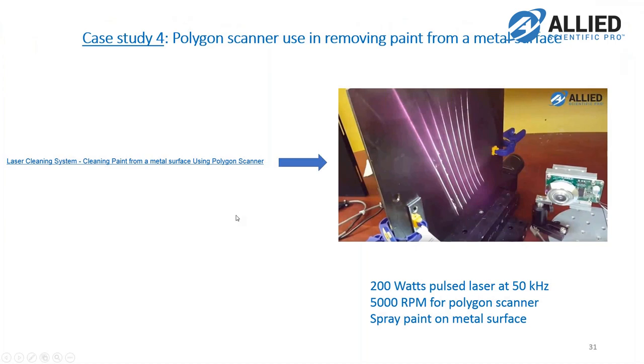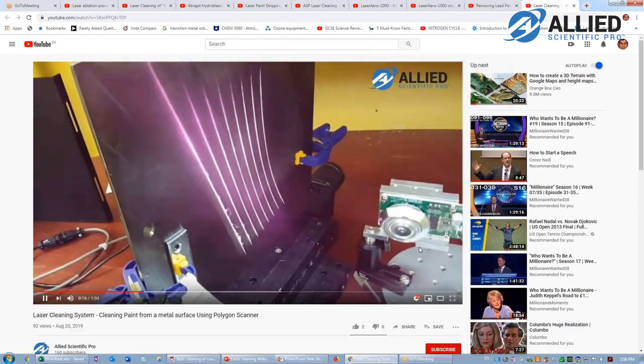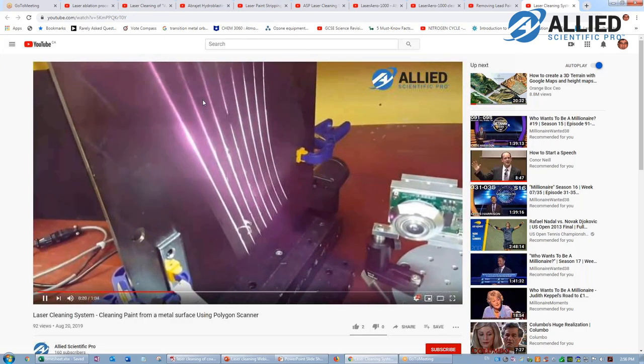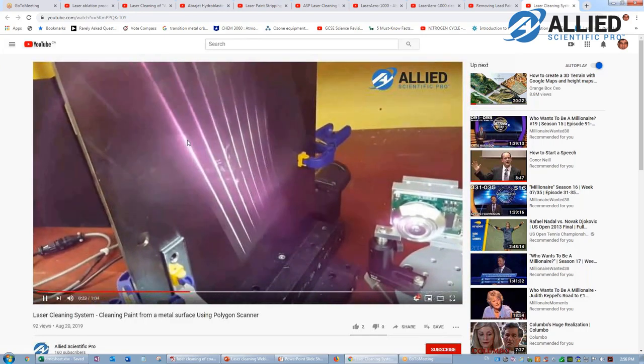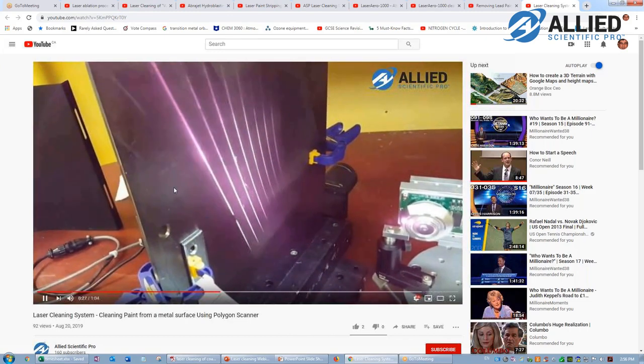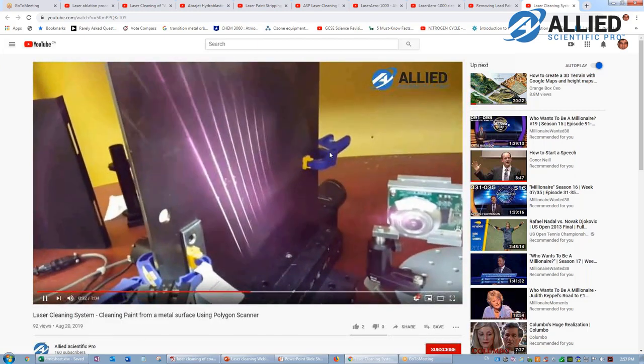In case study number four, we used the polygon scanner and generated all these lines to try to remove paint from a metal surface. So here's a polygon scanner. You can see the rotating piece here is the polygon scanner, and it's generating all these lines, which makes it more effective because several lines are used at the same time and they remove the paint. This was mounted on an XY stage, so it is moving.